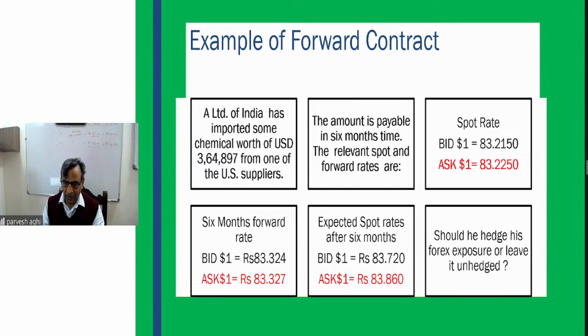Now look at the ask rate of the forward. It is 83.27. Look at the expected spot rate after 6 months. It is 83.86. Now tell me which is better. Should you leave it unhedged or should you hedge it? Some people were asking how do we find out which is better by just looking at the rates. This is a very clear-cut example through which you can find out whether you should go for hedging or not. I kept it very simple so that you can understand the concept and apply the same to even difficult questions you have in your exam.